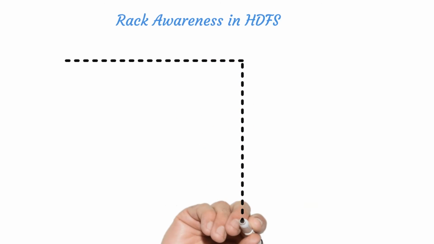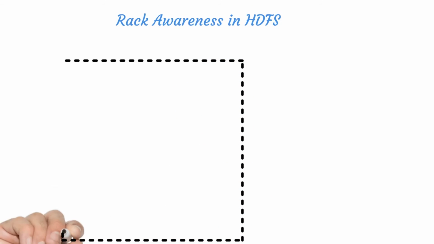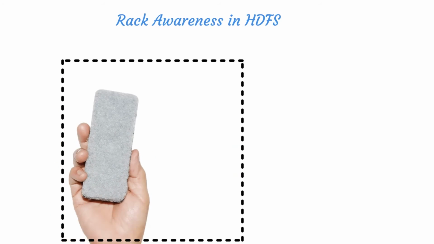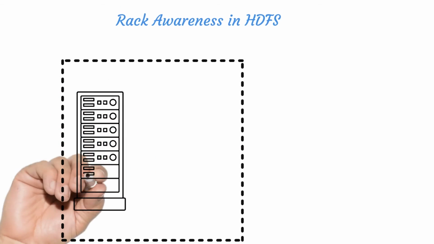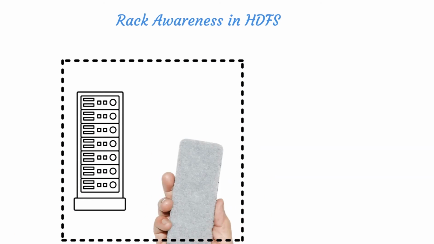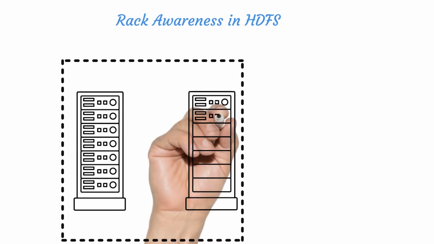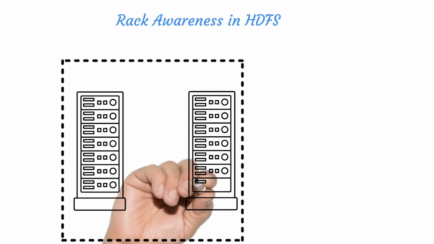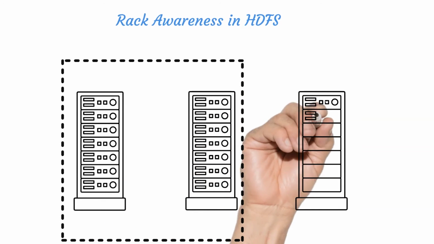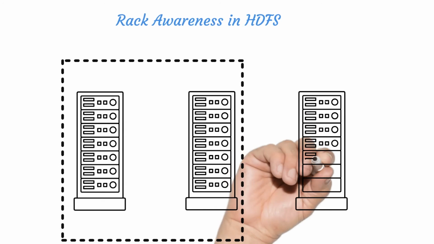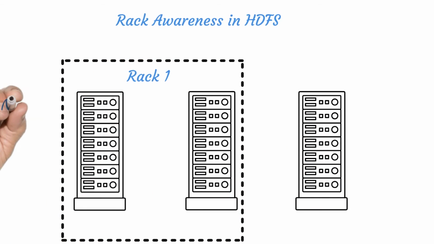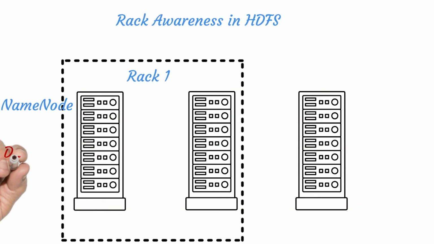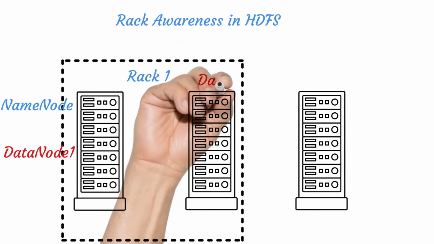Rack awareness in HDFS. Hadoop HDFS stores data across a cluster of commodity hardware. To provide fault tolerance, replicas of blocks are created and stored on different data nodes. The NameNode places the replicas of blocks on multiple data nodes by following the rack awareness algorithm to ensure no data loss, even if a data node or the whole rack goes down.